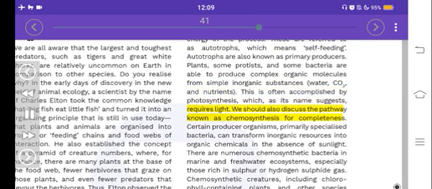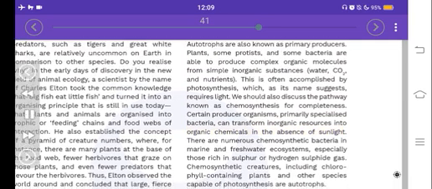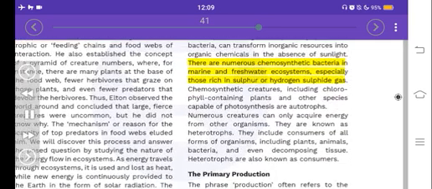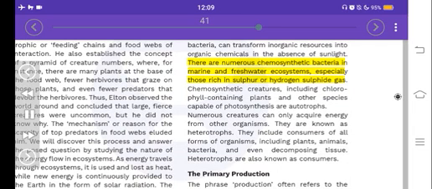We should also discuss the pathway known as chemosynthesis for completeness. Certain producer organisms, primarily specialized bacteria, can transform inorganic resources into organic chemicals in the absence of sunlight. There are numerous chemosynthetic bacteria in marine and freshwater ecosystems, especially those rich in sulfur or hydrogen sulfide gas. Chemosynthetic creatures, including chlorophyll-containing plants and other species capable of photosynthesis, are autotrophs.